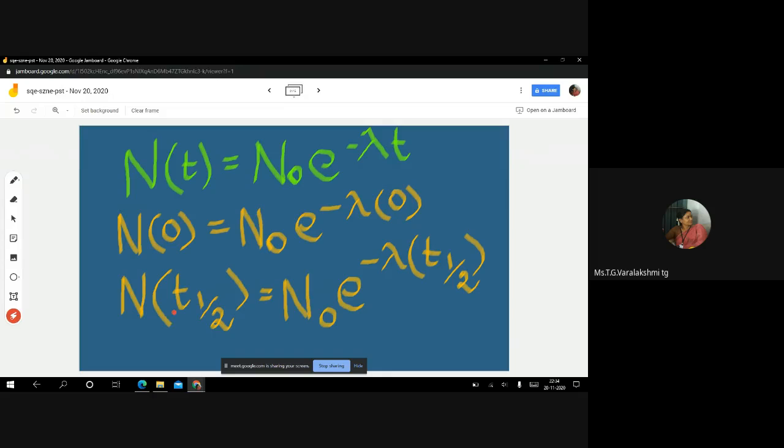Similarly, this is nothing but the half-life period. T half is the half-life period. That will be half of the initial amount. So these are the general formulas you must be much familiar with.